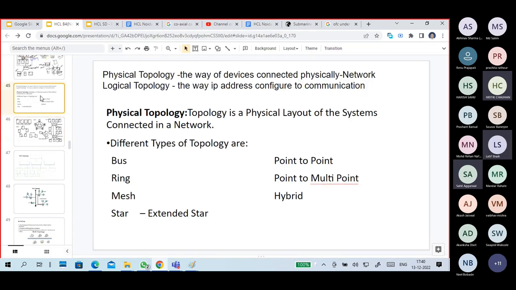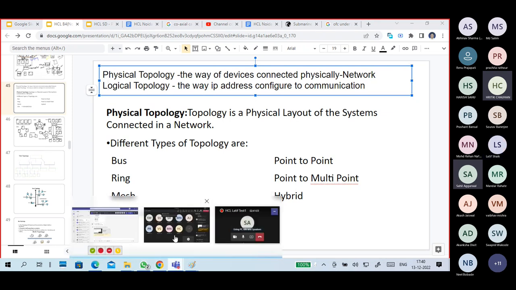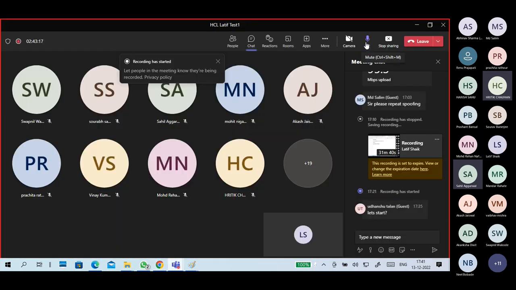Last topic today is this physical topologies. Just relax for 5 minutes. Or can I continue? Just relax a minute. Just 1 minute only. We'll continue. We'll complete this part only. Why do we need to break again? It will take time. Just relax for a minute.